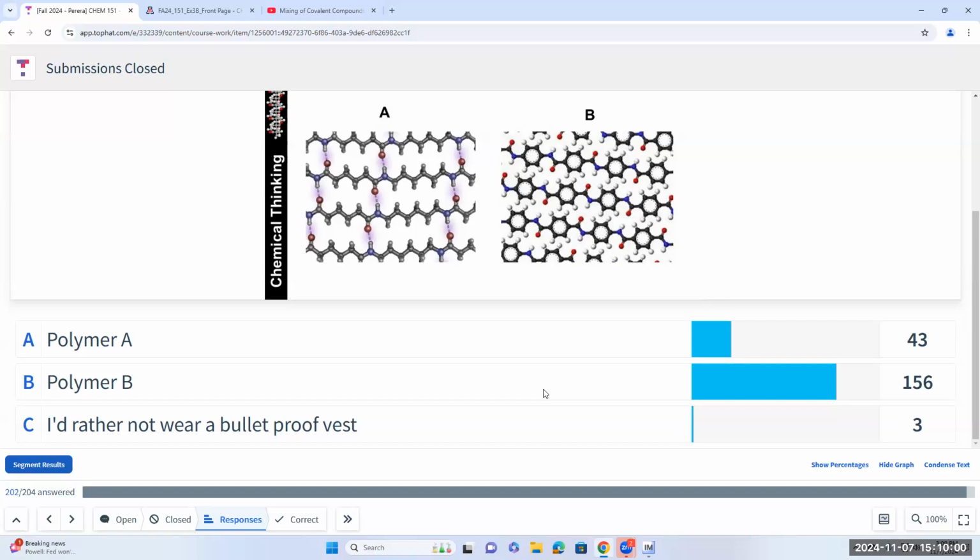Polymer B, on the other hand, is Kevlar. Kevlar is used to make bulletproof vests, bike tires, and stuff like that. Now here's the real question. In one word, it doesn't have to be a chemistry word, it can be a food, can you tell me why Kevlar is stronger than nylon? Go ahead.